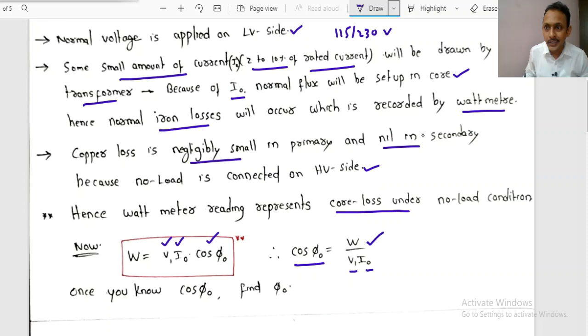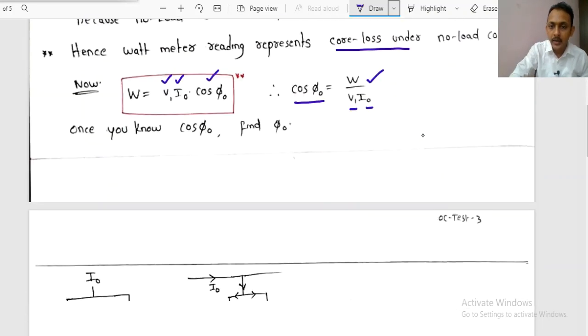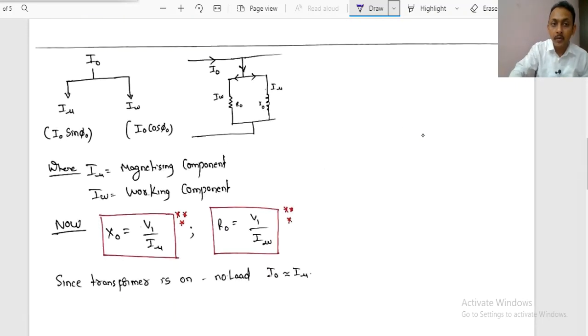So by using these 3 meter readings, we can calculate the cos phi naught. Once we know cos phi naught, we can calculate the phi naught. Based on that, we are now going to resolve the current I naught into two components. One is the magnetizing component I mu, and another one is the working component IW. So I mu is given by I naught sin phi naught, and the working component is given by I naught cos phi naught, right? So here I mu represents the magnetizing component and IW represents the working component.